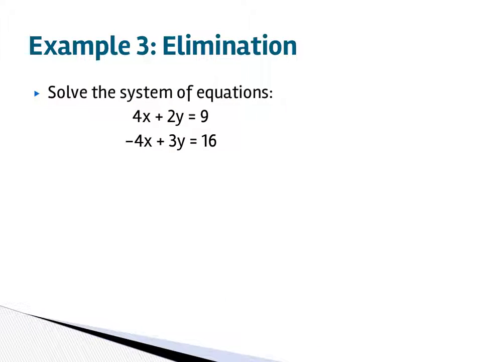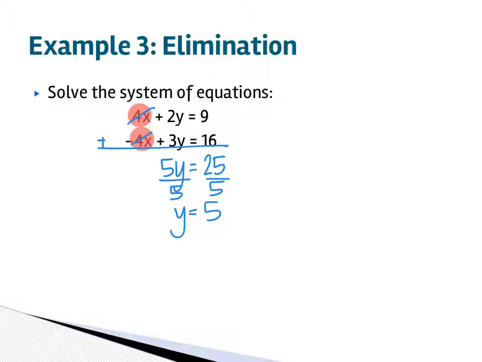Example 3, we skipped example 2. We're going to go straight into elimination, and that's where you eliminate one of the variables. And how you do that is you find opposites. So do you see how 4x and negative 4x are opposites? So if you add those two equations together, they will cancel, and you get 5y equals 25. And then it's easy breezy. You solve for y. So you get y equals 5.